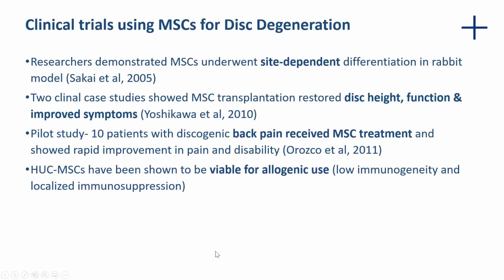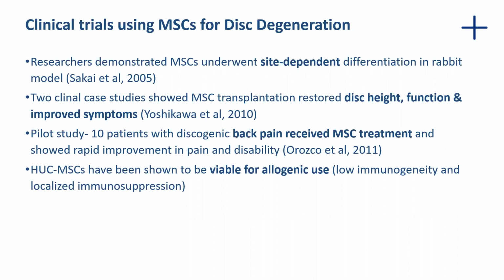Now, there have been a number of clinical trials which made use of mesenchymal stem cells to treat intervertebral disc degeneration. A study performed in 2005 demonstrated that mesenchymal stem cells transplanted to degenerative discs in a rabbit model proliferated and differentiated into cells expressing some of the major phenotypic characteristics of the nucleus pulposus cells, suggesting that these mesenchymal cells may have undergone site-dependent differentiation.